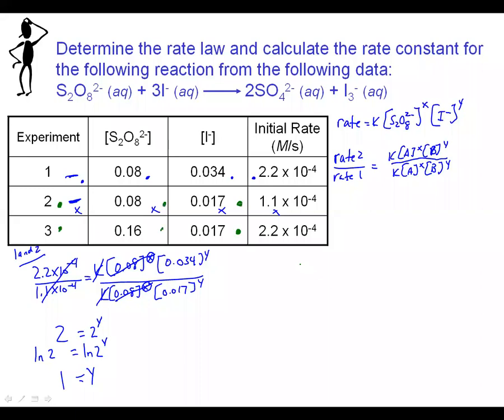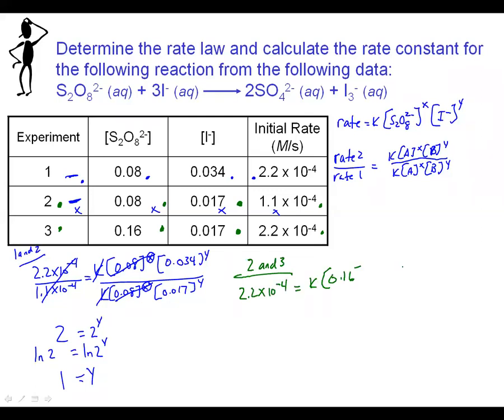So we're going to do the same thing here now using 2 and 3's information. Again, I'm going to take number 3 on top, which has a larger rate. And that usually gives you a little better number at the end in terms of a whole number. You could do it the other way as well.